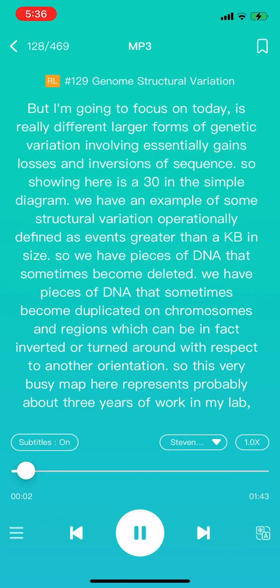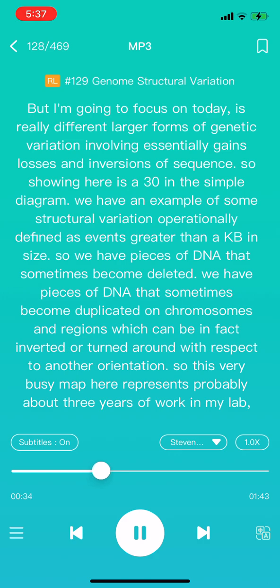But what I'm going to focus on today is really different, larger forms of genetic variation involving essentially gains, losses, and inversions of sequence. So showing here in a simple diagram is an example of some structural variation, operationally defined as events greater than a kb in size. So we have pieces of DNA that sometimes become deleted. We have pieces of DNA that sometimes become duplicated on chromosomes, and regions which can be, in fact, inverted or turned around with respect to another orientation.